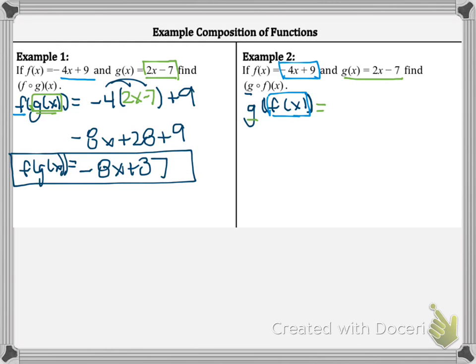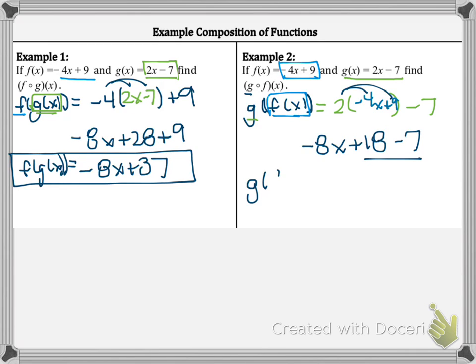So let's write it. This is 2 times f(x), which is -4x + 9, then minus 7. So now let's distribute to solve. This becomes 2 times -4x, which is -8x. 2 times 9 is positive 18, minus 7. So g of f of x equals -8x + 11.